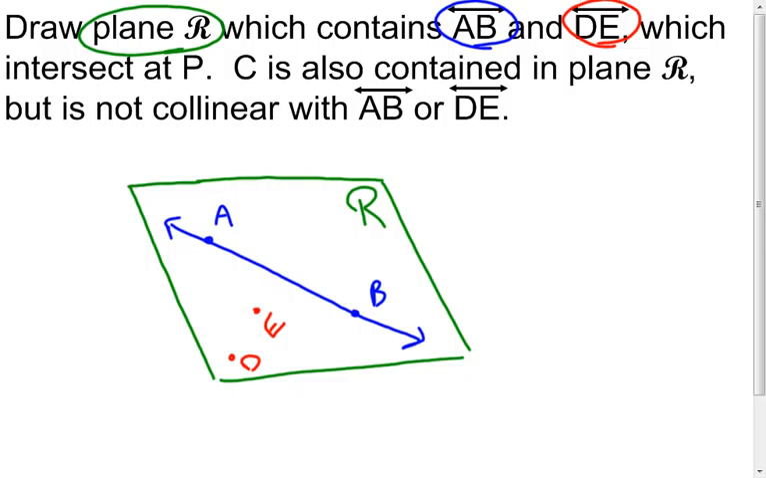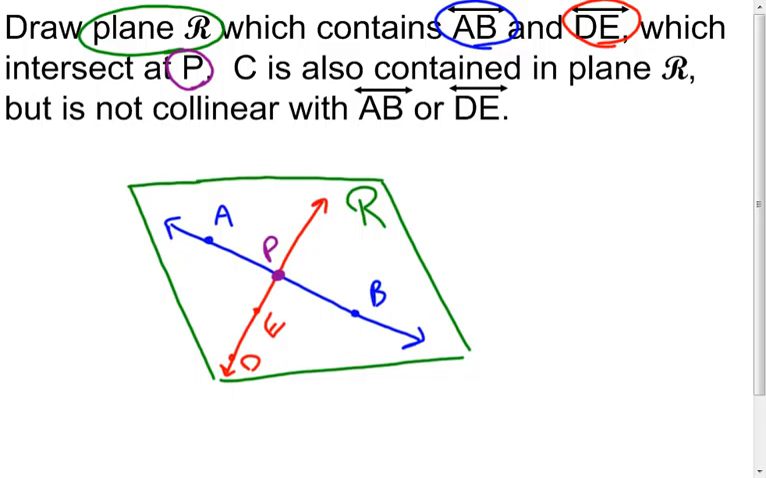Now, the reason I did it like this is because I move on a little bit farther, and I notice that it tells us they should intersect at point P. Well, as I make my line DE, it's going to intersect my blue line AB. And that's going to happen at point P. So I'll make that point there, and then I'm going to put the P. So far I have that first sentence taken care of.